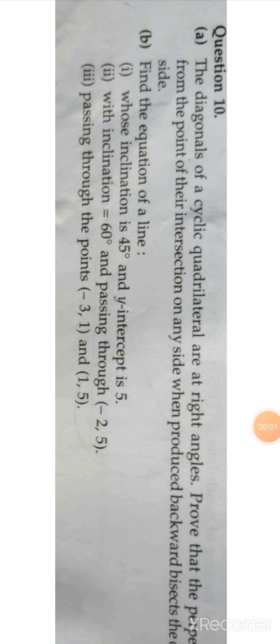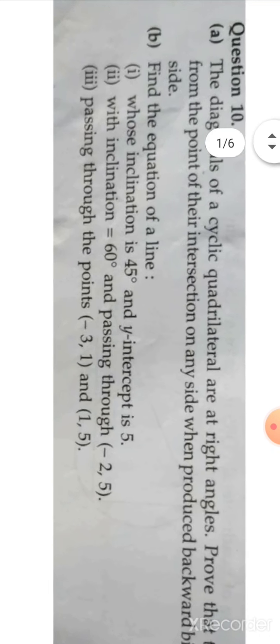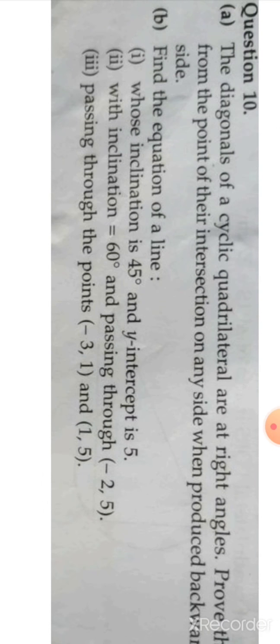Next is question number 10, in which part A is a cyclic quadrilateral question, but that is a prove-that part, so we are not going to see the solution. Question B is to find the equation of a line. First, whose inclination is 45 degrees and y-intercept is 5. Second, with inclination equal to 60 degrees and passing through minus 2, 5. And the third is passing through the points minus 3, 1 and 1, 5. See the solution of this question.